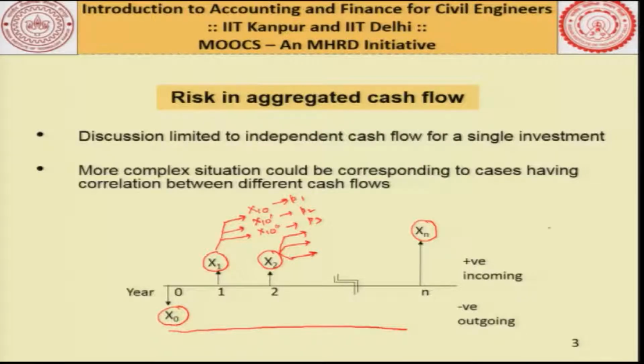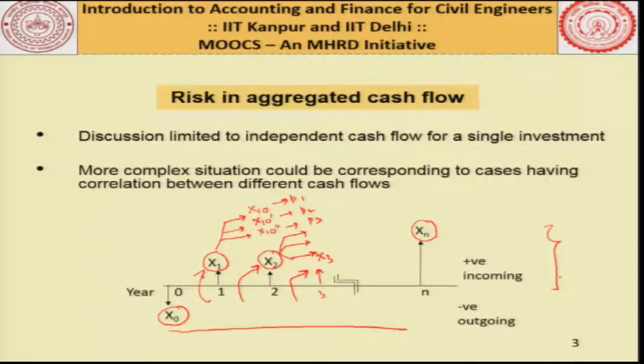Now, the analysis what we are going to do right now is assuming that the cash flows are independent. When I say independent, it means the cash flow that has occurred in year 1 is in no way influencing the cash flow in year 2 and so on. It is not in any way connected to cash flow in year 3, let us say x3 and so on. So, we are assuming that x1 is independent of x2 and same is independent with x3 and so on. So, this is what we are going to learn.